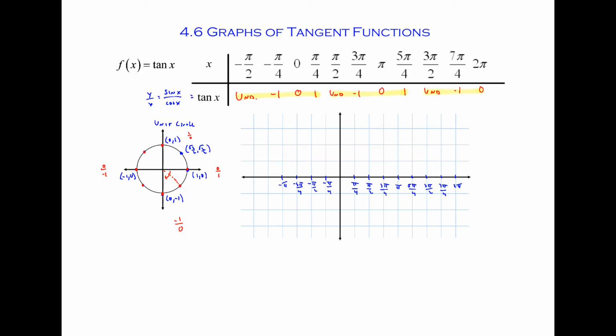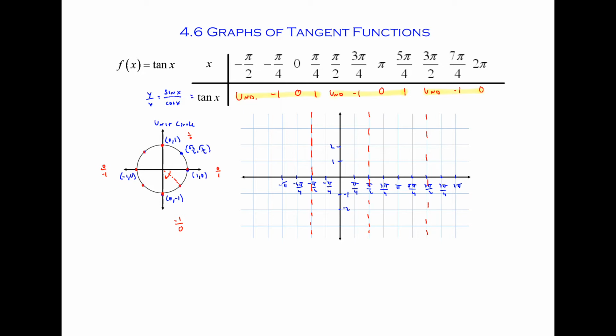We have our y value. I need to get those numbers in there. Make sure you always label your x and y axis. At the undefineds, we have vertical asymptotes. So at negative pi over 2, we have a vertical asymptote. At pi over 2, we have a vertical asymptote. And then at 3 pi over 2, we have another vertical asymptote. And obviously this continues as the graph continues.